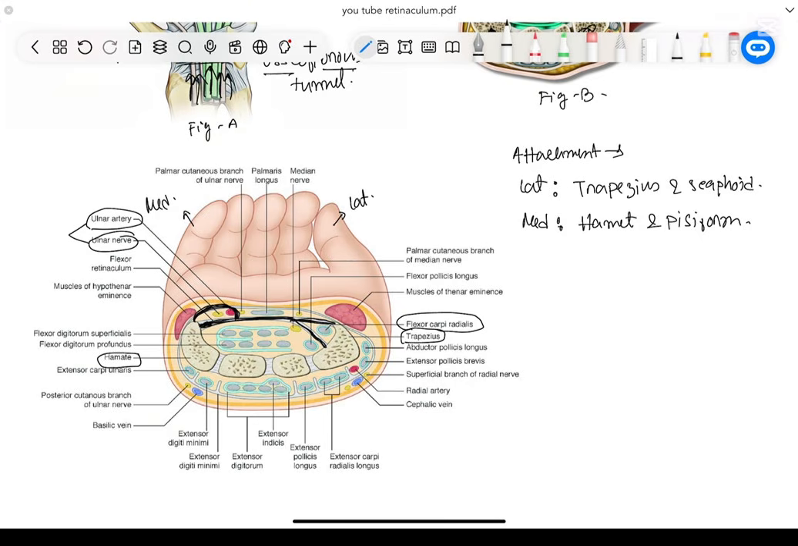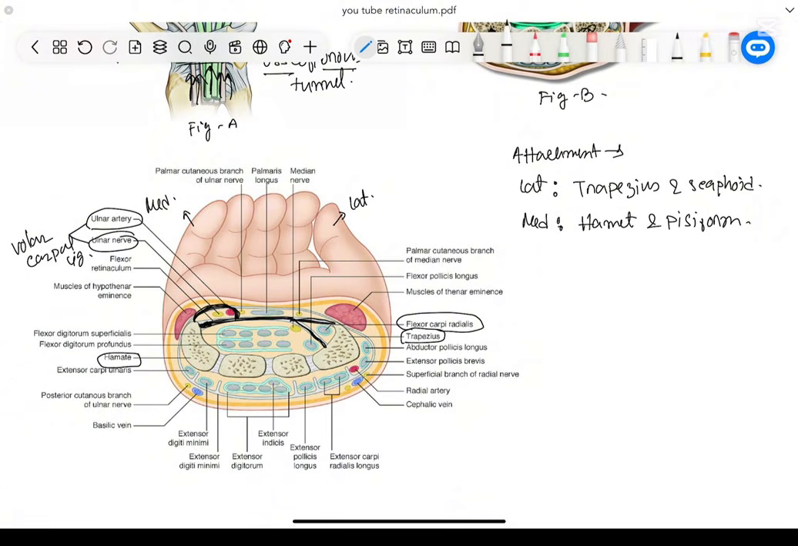The tunnel-making ligament is called the volar carpal ligament, and the tunnel is called Guyon's canal. Through Guyon's canal, what structures are passing? The ulnar artery and ulnar nerve.